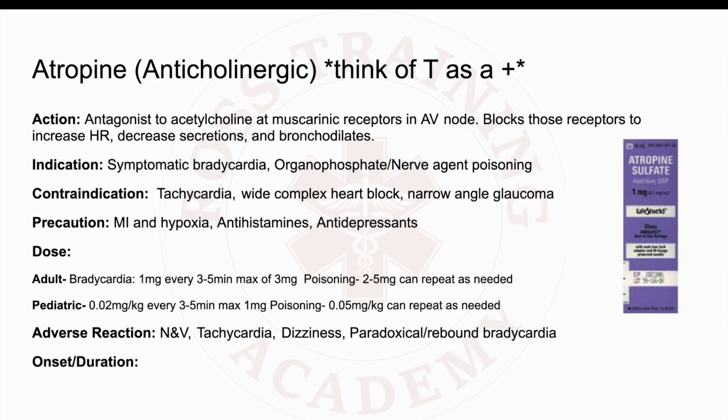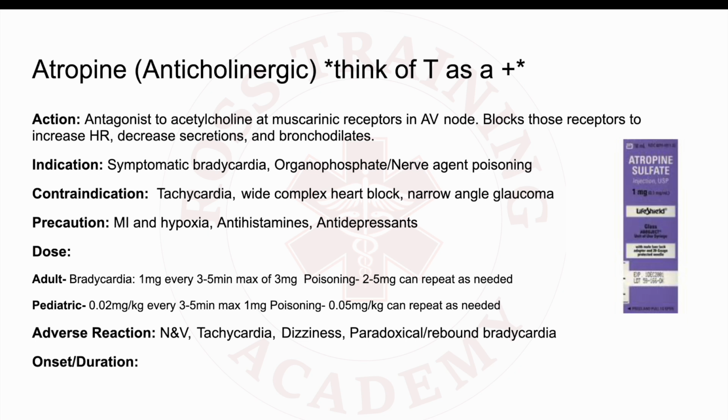Atropine, an anticholinergic. I like to think of the T as a plus sign in atropine because it increases the heart rate. It is an antagonist to acetylcholine at the muscarinic receptors in the AV node. It blocks those receptors to increase the heart rate, decrease secretions, and then it also causes some bronchodilation. Indications are going to be symptomatic bradycardia and then organophosphate or nerve agent poisoning. Some contraindications are going to be tachycardia, wide complex heart blocks, and then narrow angle glaucoma. Some precautions are just going to be an MI and hypoxia, antihistamines and antidepressants.